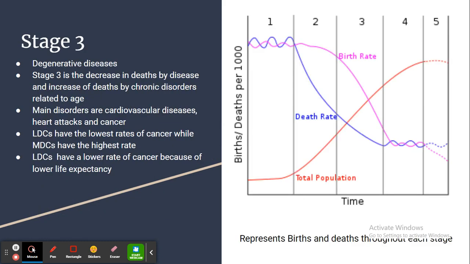Stage 3: Degenerative diseases. Stage 3 is the decrease of deaths by disease and increased death by chronic disorders related to age. Main disorders are cardiovascular diseases, heart attacks, and cancer. LDCs have the lowest rates of cancer, while MDCs have the highest rates. LDCs have a lower rate of cancer because of lower life expectancy.